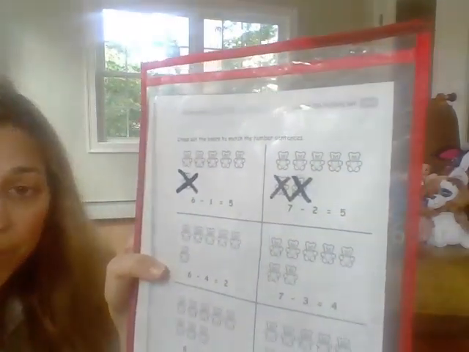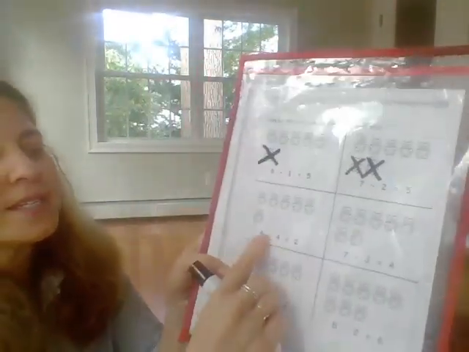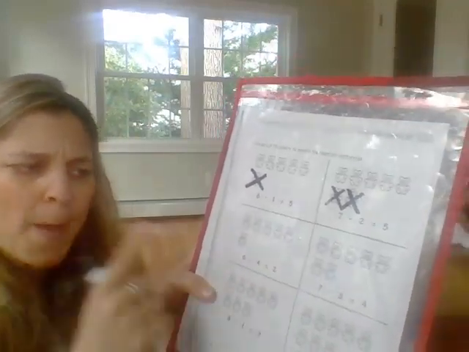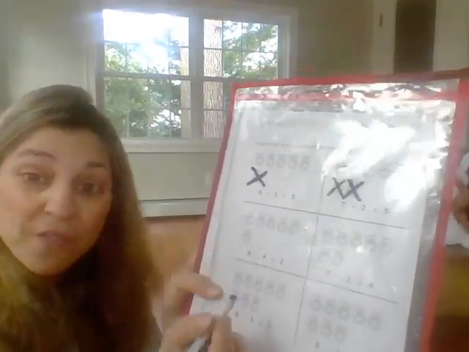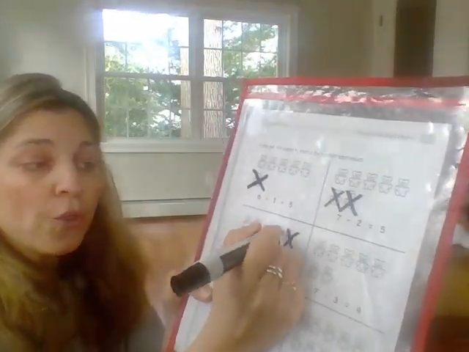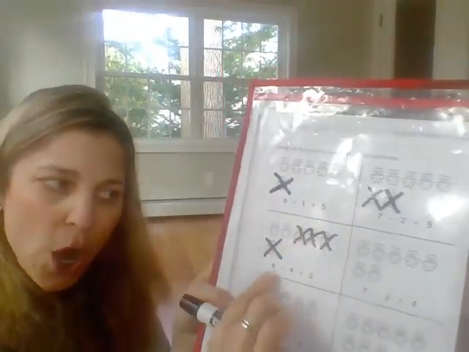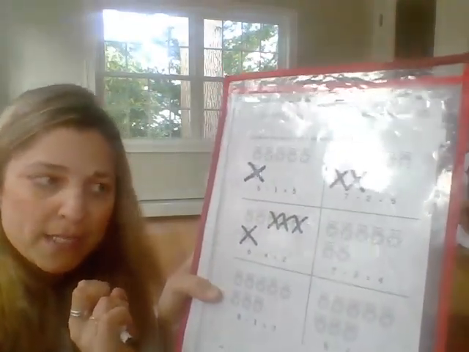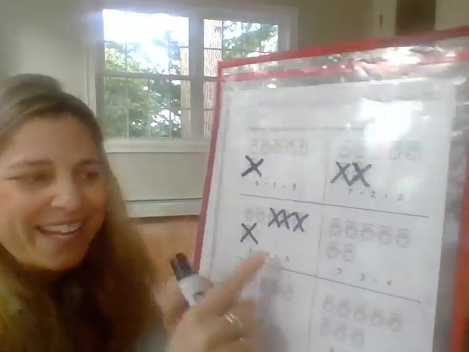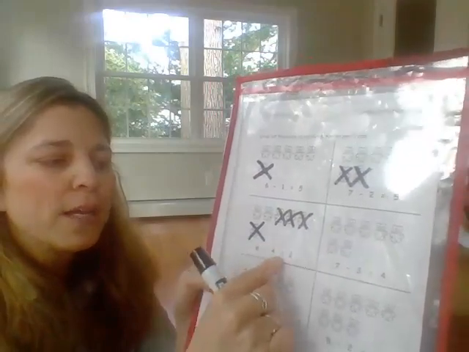Good job. Next one. 6 minus 4 equals 2. Minus 4. I have to X out 4. I have to take them away. 1, 2, 3, 4. And now 2 are left. So now this picture matches this number sentence. 6 minus 4 equals 2. You say it. Ready? 6 minus 4 equals 2.